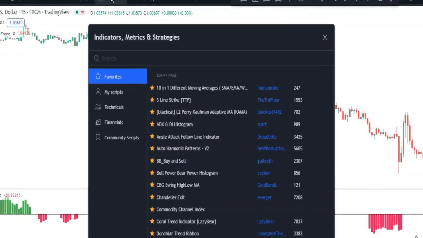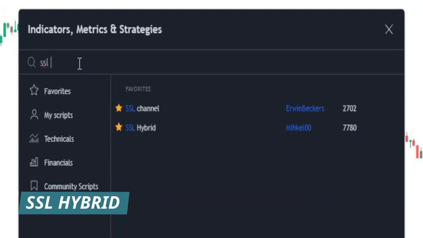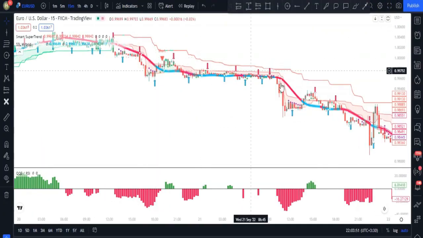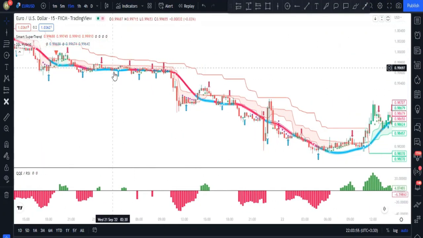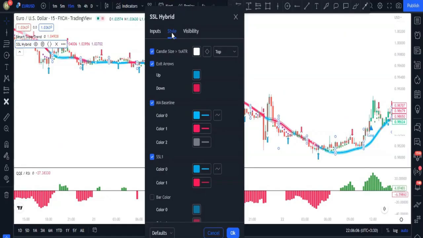So click on the indicators and search for SSL Hybrid. And pick this one. This would be how the SSL Hybrid looks on the chart. Then access SSL Hybrid settings. And in the Style section, follow my steps.